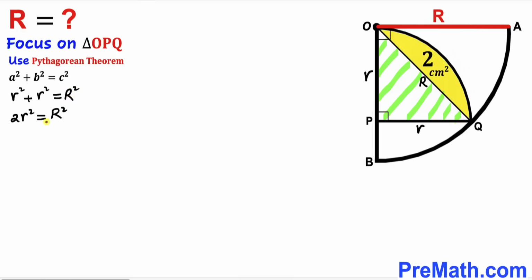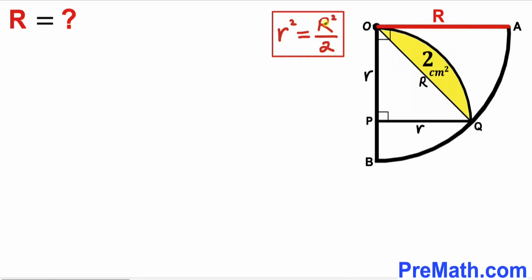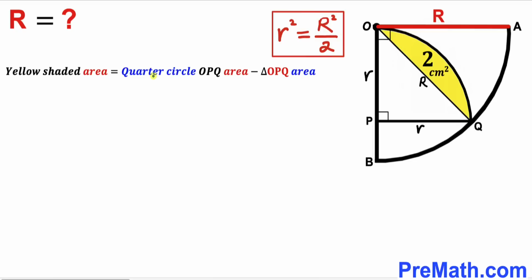Now I am going to divide both sides by 2. So we can see that our lowercase r square is going to be equal to uppercase R square divided by 2. So our relationship turns out to be lowercase r square equals uppercase R square divided by 2.